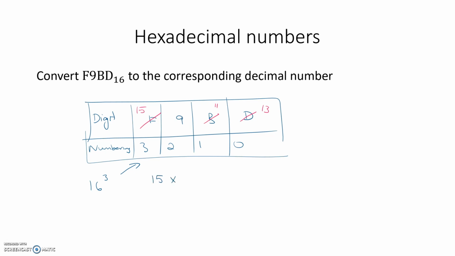That's 15 times 16 to the power of 3, plus 9 times 16 to the power of 2, plus 11 times 16 to the power of 1, plus 13 times 16 to the power of 0, which is 63933 in base 10.